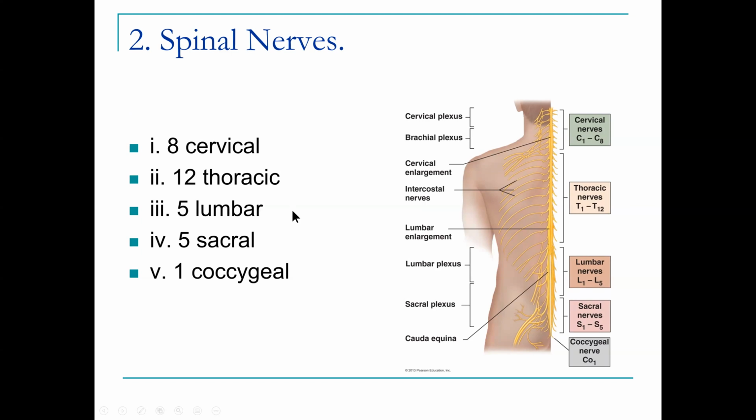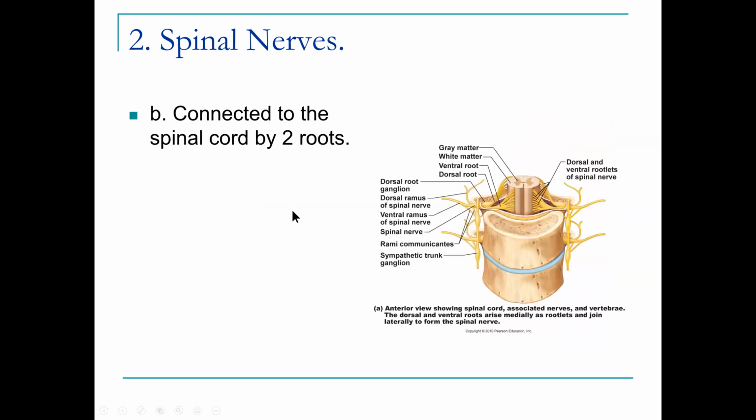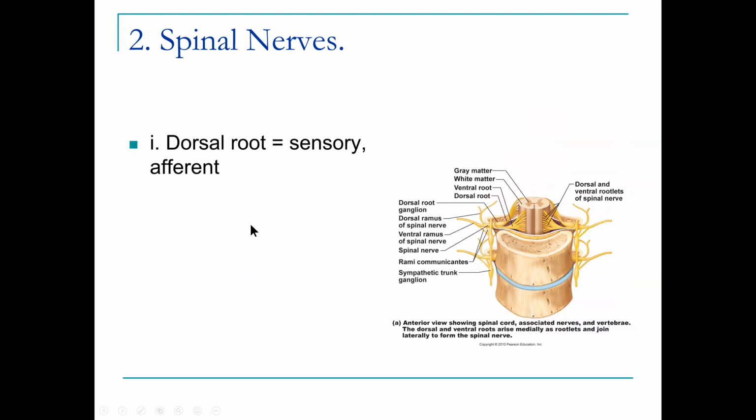8 cervical, 12 thoracic, okay? Connected by 2 roots in the spinal cord. We've looked at this picture, okay? They are 2 roots. There's a dorsal root and a ventral root. Dorsal root is sensory afferent. So this is where your sensory fibers are coming. Remember, they're coming in the spinal nerve, okay? They're coming in as sensory fibers, and they're going to go in the dorsal root.